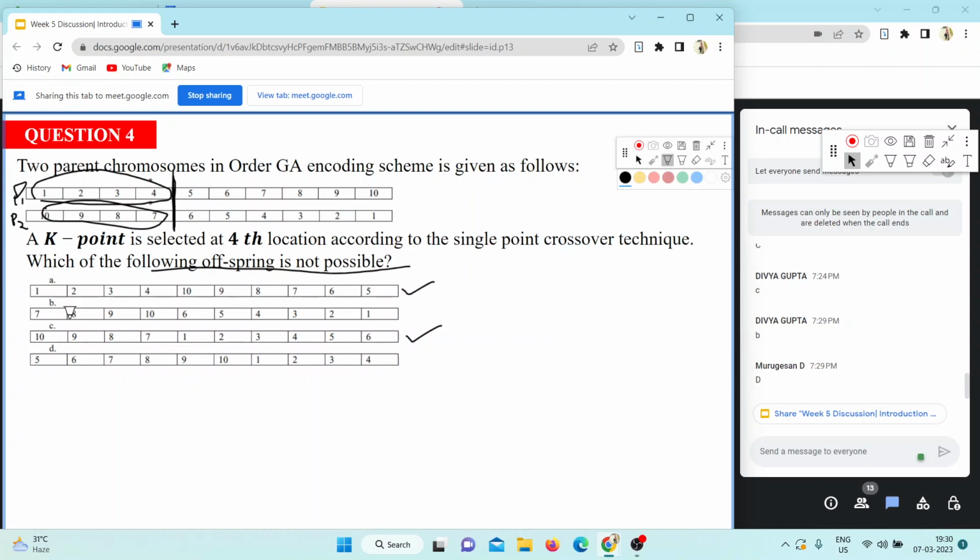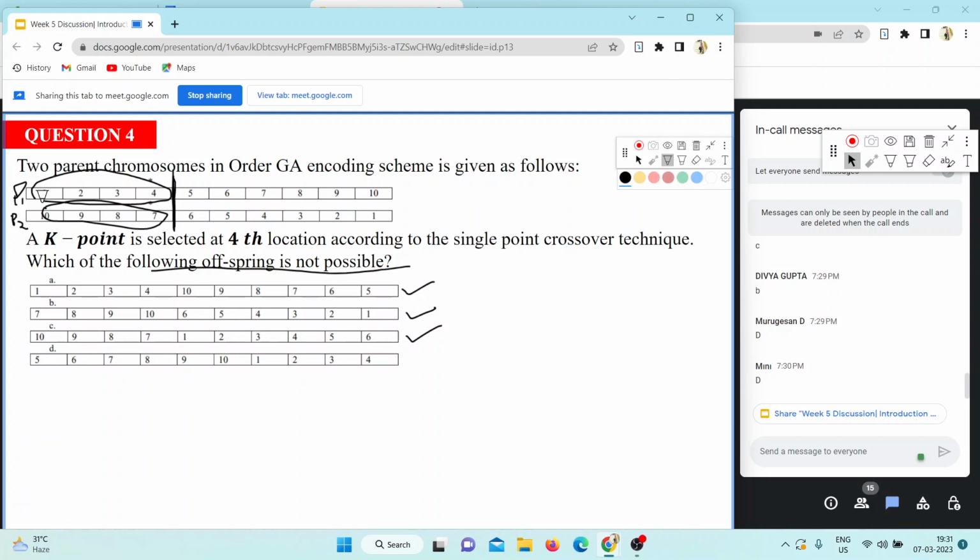So in B, 7 8 9 10 is written in reverse order, so this is also a correct option. So we are left with D, 5 6 7 8. You can check these two parents. They are either in ascending order or descending order. There are no children with this. There are no parents with bits 5 6 7 8 in order.